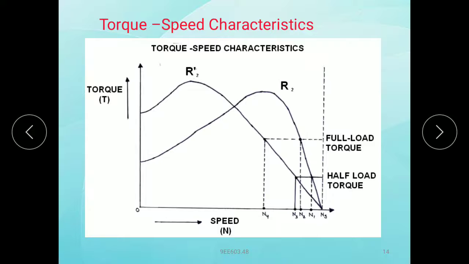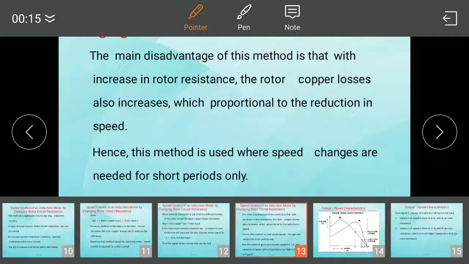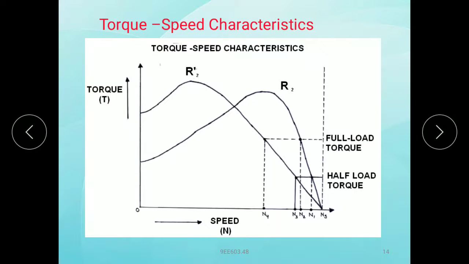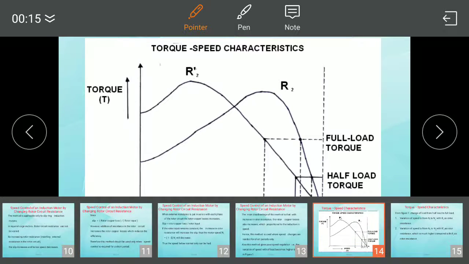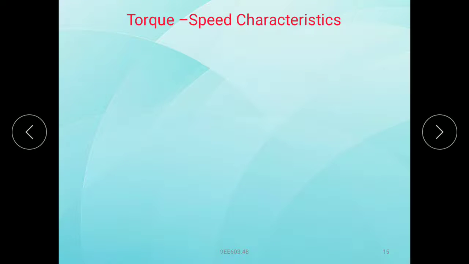Here, by observing this, for half load, observe n1 and n3. So the speed is less by inserting resistance for half of the load, and for full load also the same. So this is the concept of the circuit.